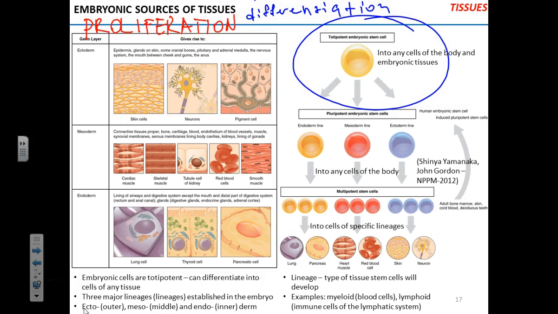When cells start to differentiate, does anyone know what it means? Excellent. So they become more specialized. Yes. Differentiation is when cells become more specialized. What about proliferation?